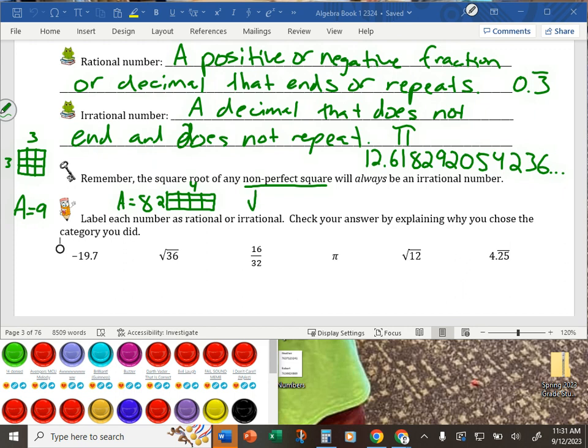So the symbol that you use, you've seen it before, is the square root symbol. That's where this comes from here. The square root of 9 equals 3 because 3 times 3 equals 9. The square root of 36 equals 6 because 6 times 6 is 36. But here's what we're going to use the calculator for. We want to calculate the square root of 8.